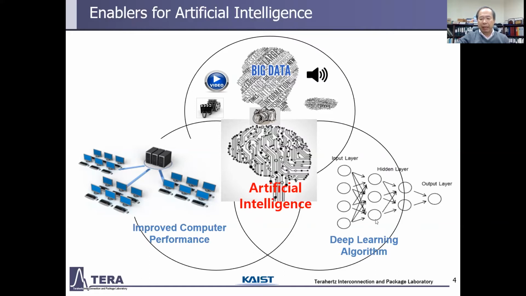And the deep learning algorithm is also an important factor. And another important factor that enables artificial intelligence is that we have more computing power in the cloud system. Especially GPU and DRAM performance is rapidly increasing. And because of that, we have this artificial intelligence right now.